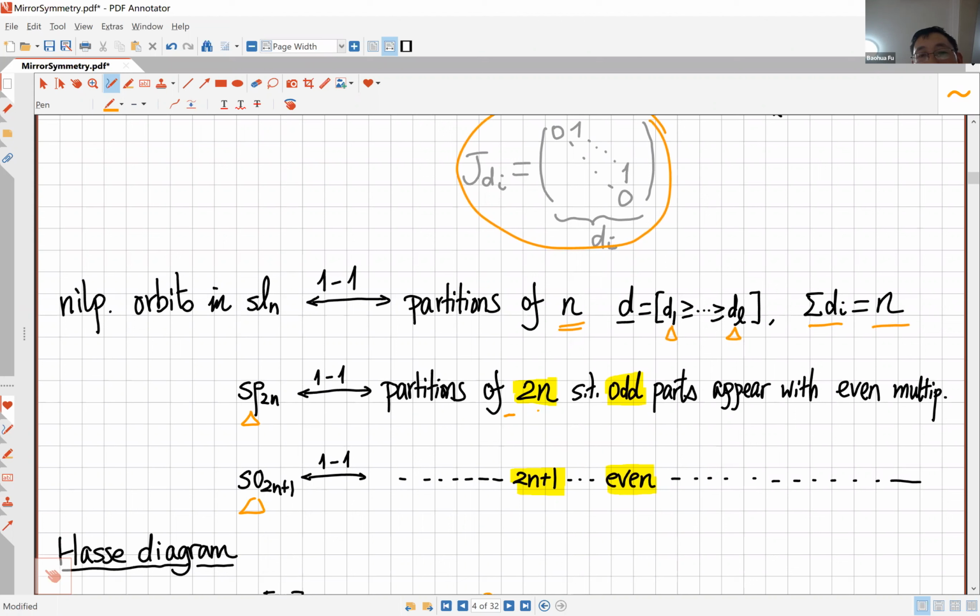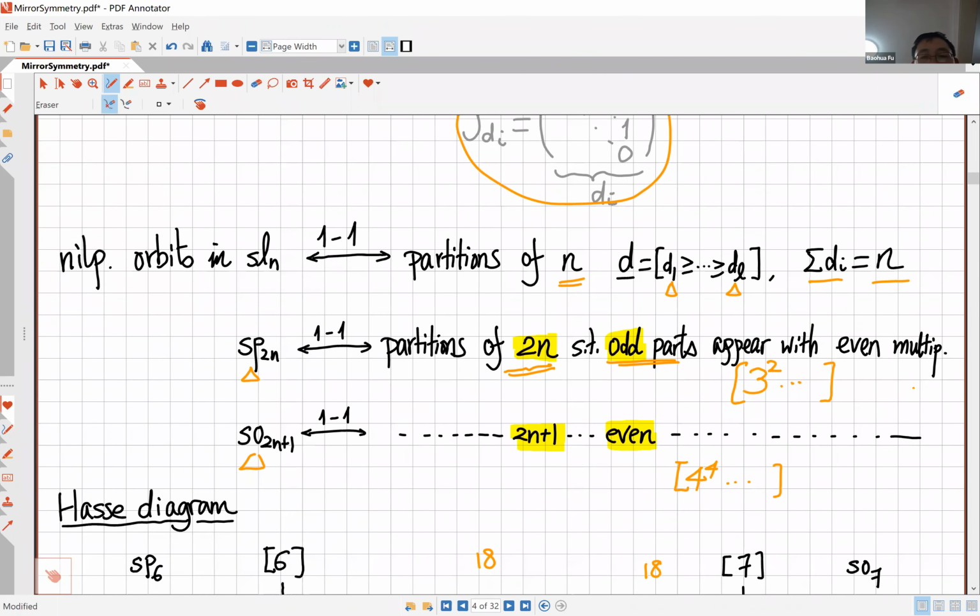For type C, it is a partition of 2n such that all the odd parts appear with even multiplicity. For example, if you have 3, then you must have 3, 3, or 3, 3, 4, and so on. And then for type B, each even part should appear with even multiplicity, for example 4, 4, and so on. So in this way, there is a combinatorial parameterization of all nilpotent orbits in type B and type C. And then we can get a Hasse diagram.